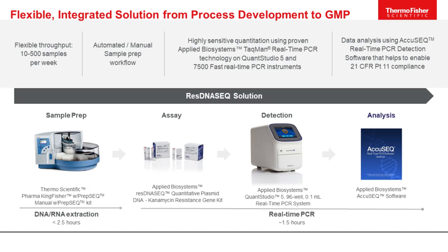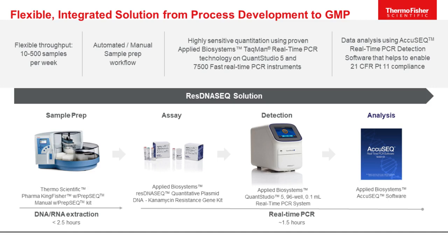Just like all of our ResDNA-seq kits, our new ResDNA-seq quantitative plasmid DNA kanamycin resistance gene kit is not only an assay, but also part of a flexible and integrated workflow solution that is suitable for cGMP. The workflow begins with sample prep, followed by qPCR using kit reagents, and finally data analysis using AccuSeq software.